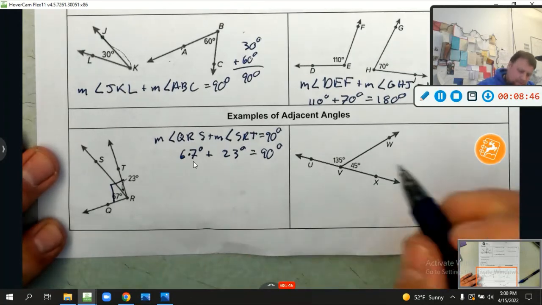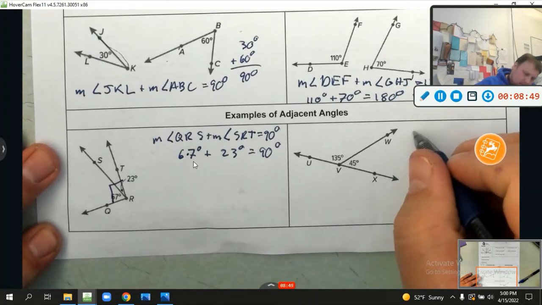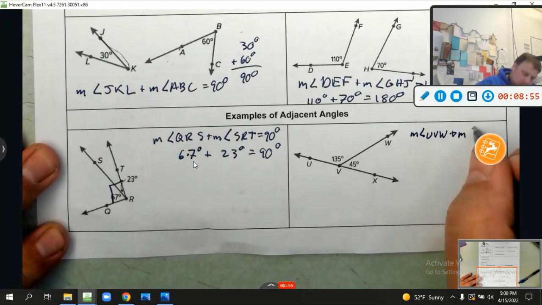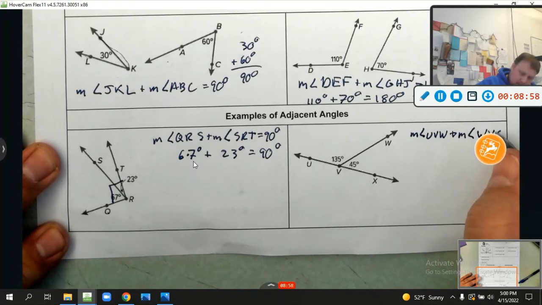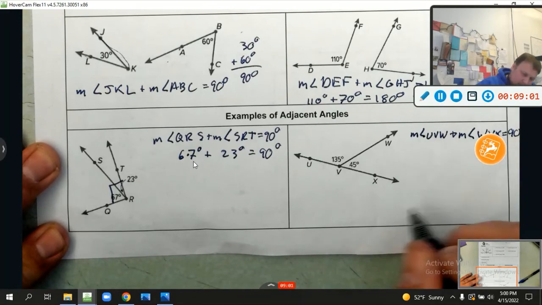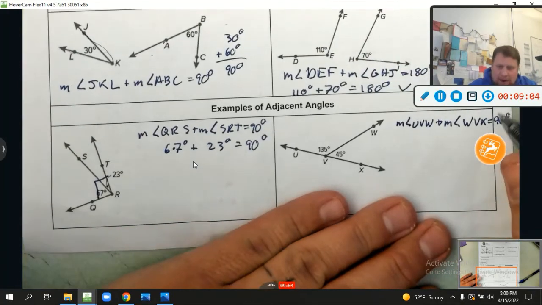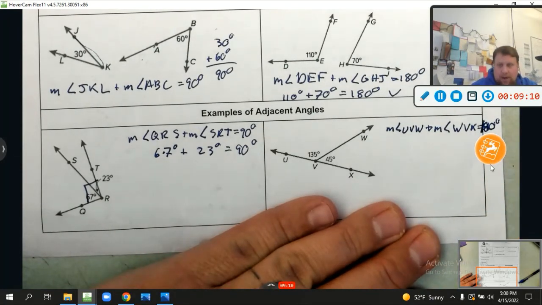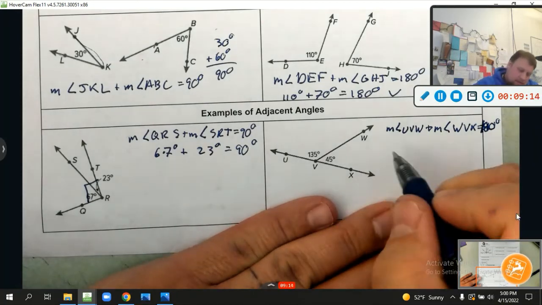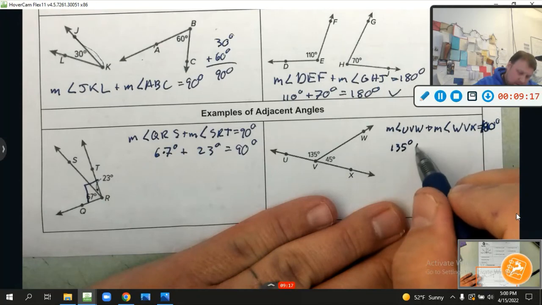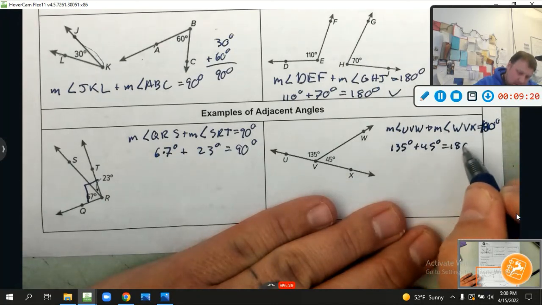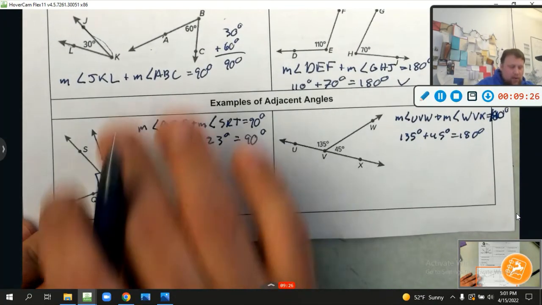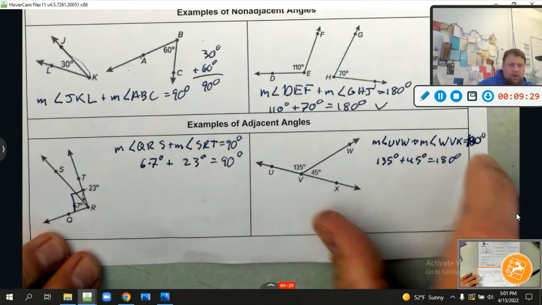Over here, I'm going to say, all right, the measure of angle UVW plus the measure of angle WVX equals 180 degrees. I wrote 90, I'm so used to writing 90. And how do I know that? First, let's get that out of the way. I know that because 135 degrees plus 45 degrees equals 180 degrees. Boom, right there. Good stuff. So again, two angles that add to 90 degrees are complementary. Two angles that add to 180 are supplementary. Okay?